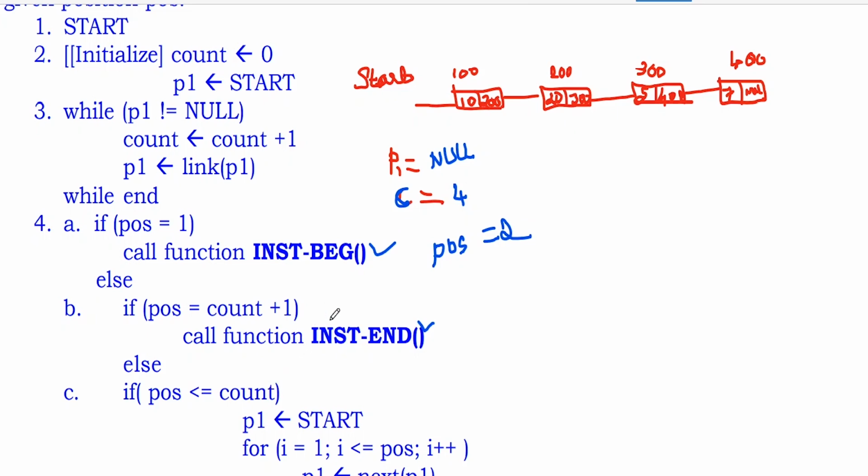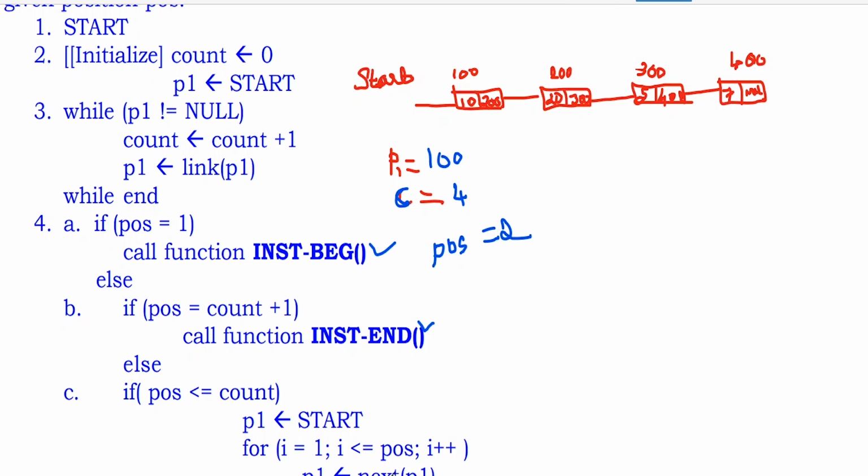Now I have to move till that node and then insert from that place. So I start from I equals 1, P1 equals start. Start means it's 100, so P1 becomes 100, and I is 1. So 1 is less than 2, repeat.